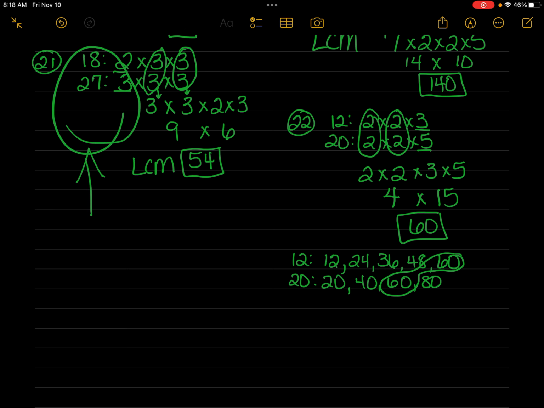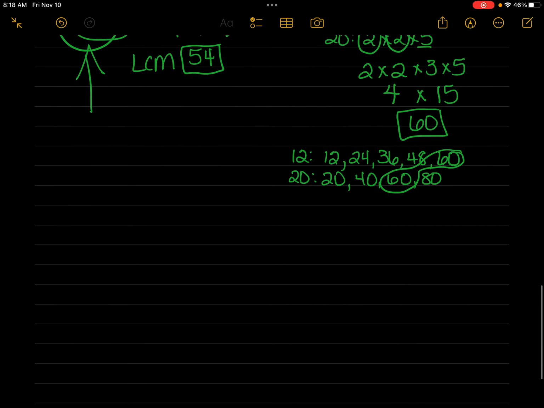Okay, now 23 through 25 are factor trees. Remember, we have talked a lot about how factor trees can look different for each person. So yours may look totally different than mine, but the final answer should look the same. So 24 is 4 times 6. It could be 2 times 12. It could be 3 times 8, but I'm doing 4 times 6. So 4 is 2 times 2.